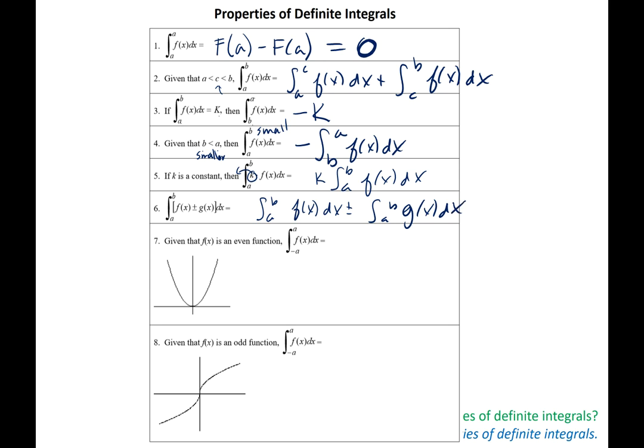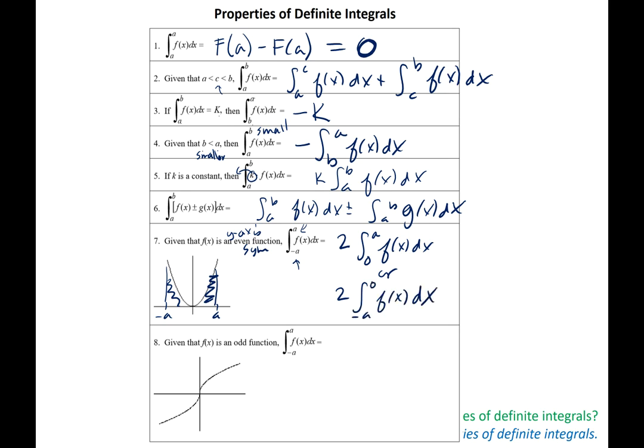So this is talking about having an even function. This is somewhere we know that there is y-axis symmetry. And notice it's going from a number to the same number. So if this was, say, negative a and this was a, you'll notice that these areas would actually be the same. So instead of taking the area of the whole thing, a little shortcut is that we can do 2 times the area from 0 to a of f of x dx. Or we can do 2 times the integral from negative a to 0 of f of x dx.